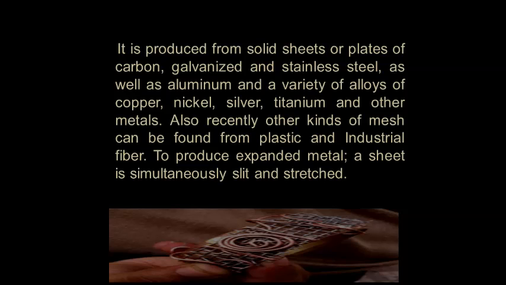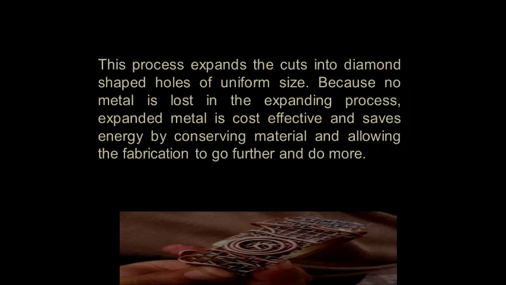To produce expanded metal, a sheet is simultaneously slit and stretched. This process expands the cuts into diamond-shaped holes of uniform size. Because no metal is lost in the expanding process, expanded metal is cost-effective and saves energy by conserving material and allowing the fabrication to go further and do more.